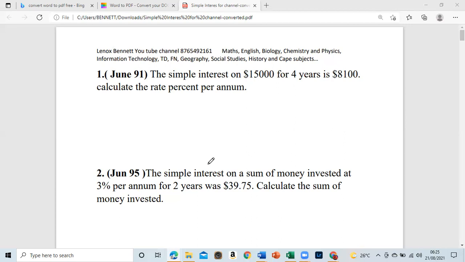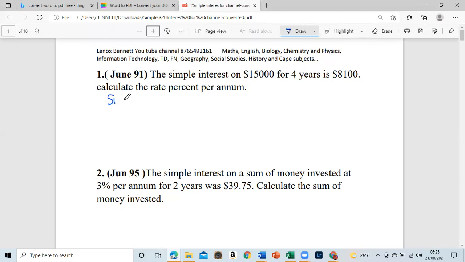So this was June 1991. The simple interest on $5,000 for 4 years is $8,100. Calculate the rate percent per annum. So we know that simple interest is equal to the principal times the time times the rate, over 100, because the rate is expressed as a percentage. So because of the percentage, we get the 100 there.